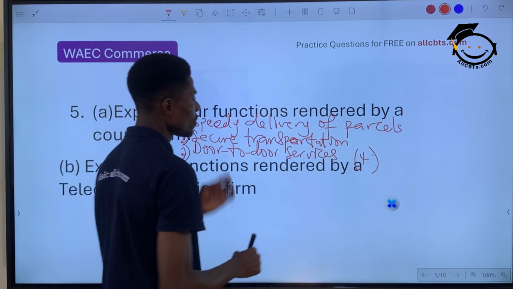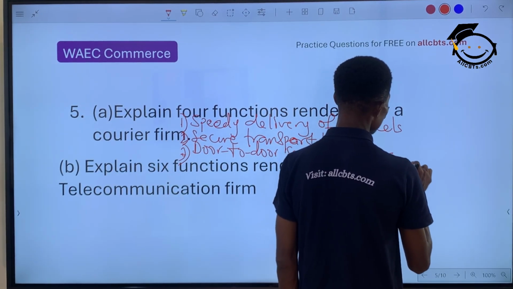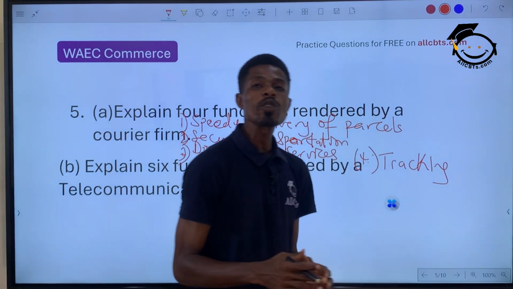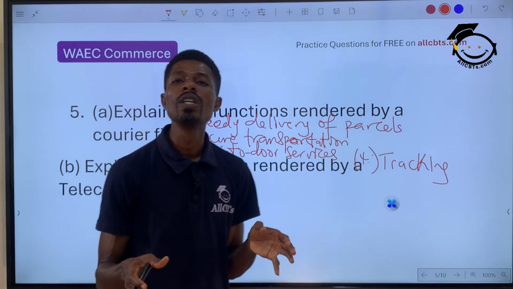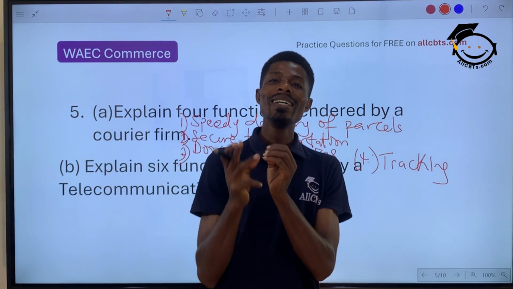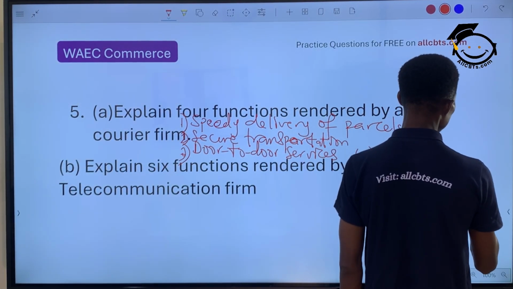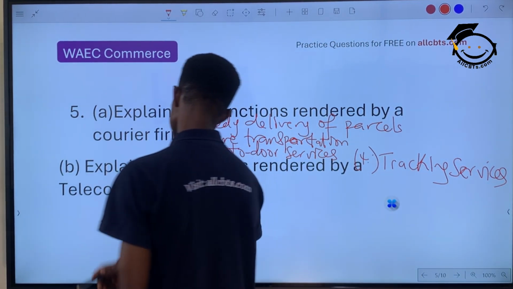What's their fourth function? It's what we call tracking services. What does this mean? It means that they ensure that customers can track the delivery progress of the item that they requested. So they do that too.